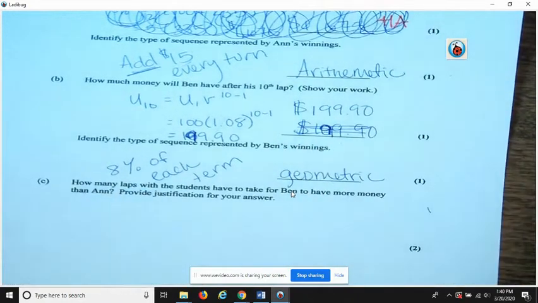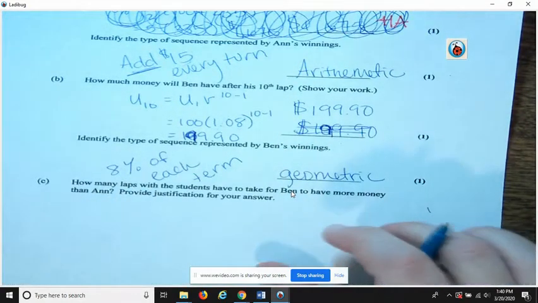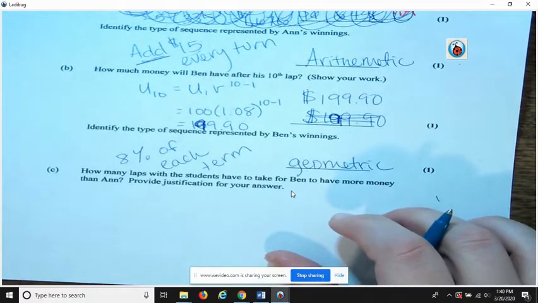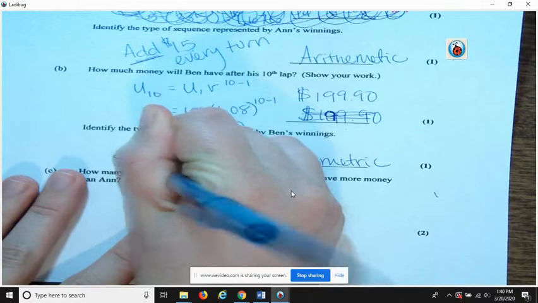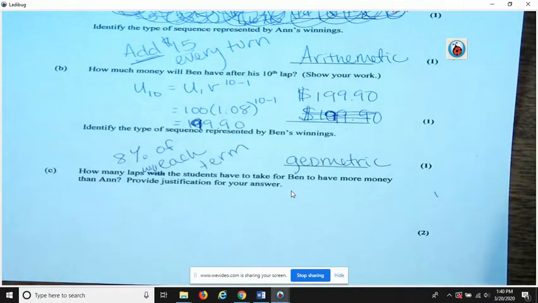Now it asks how many laps will the students have to take for Ben to have more money? That is what it's supposed to say.